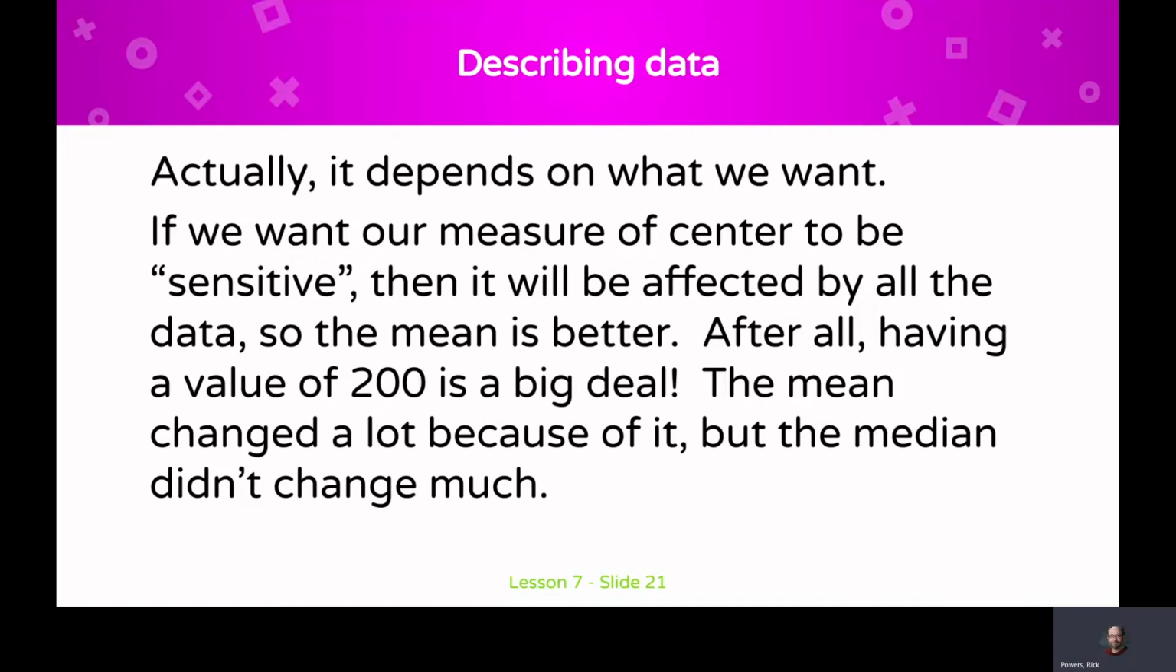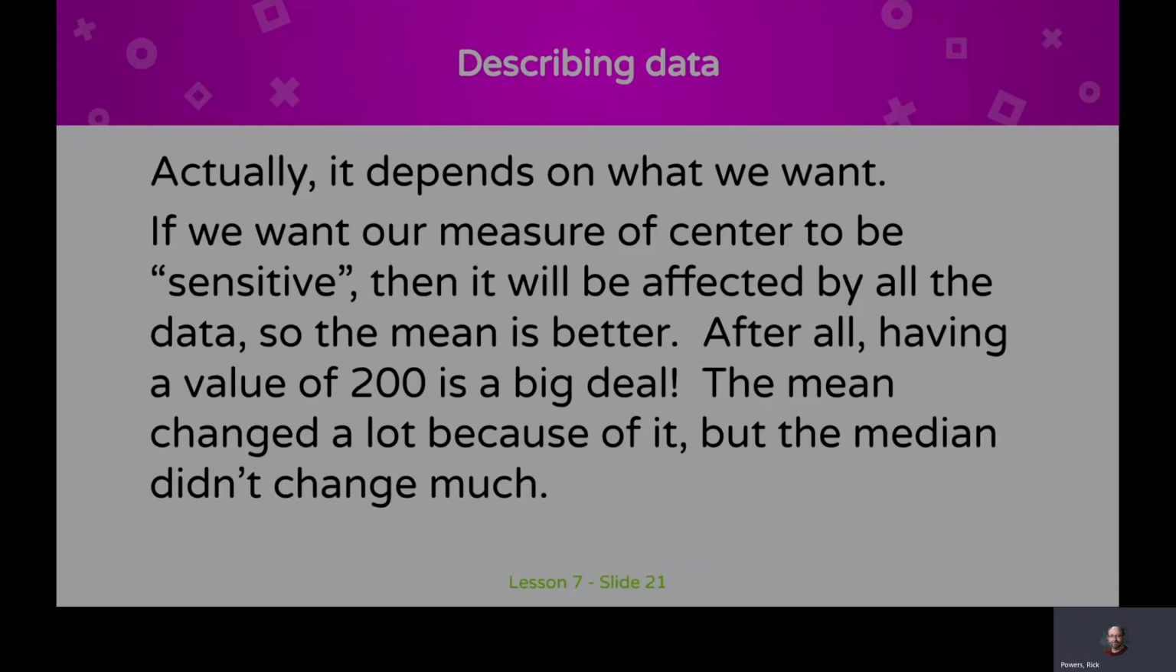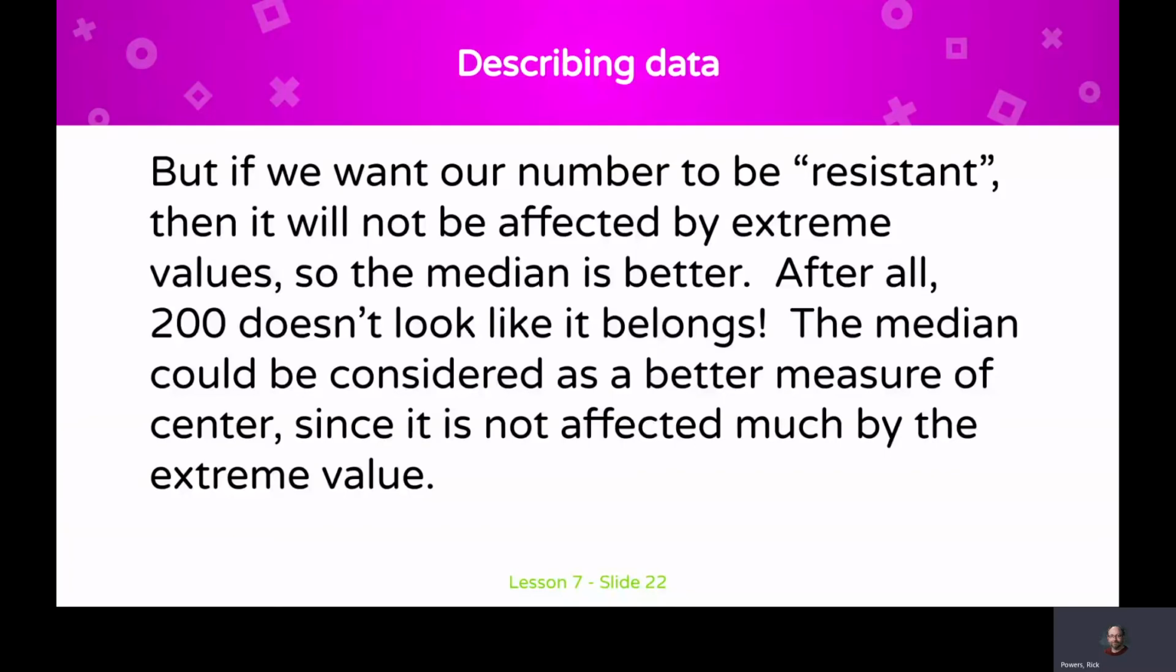Actually, it depends on what we want. If we want our measure of center to be sensitive, then it will be affected by all the data, so the mean is better. After all, having a value of 200 is a big deal. The mean changed a lot because of it, but the median didn't change much. But if we want our number to be resistant, then it will not be affected by extreme values, so the median is better. After all, 200 doesn't look like it belongs. The median could be considered as a better measure of the center since it's not affected much by that extreme value.